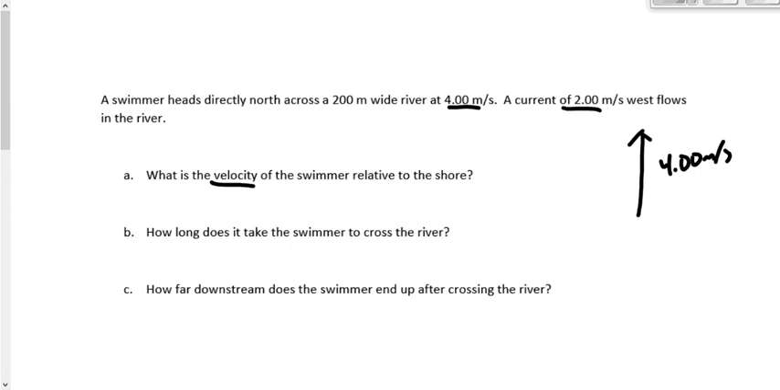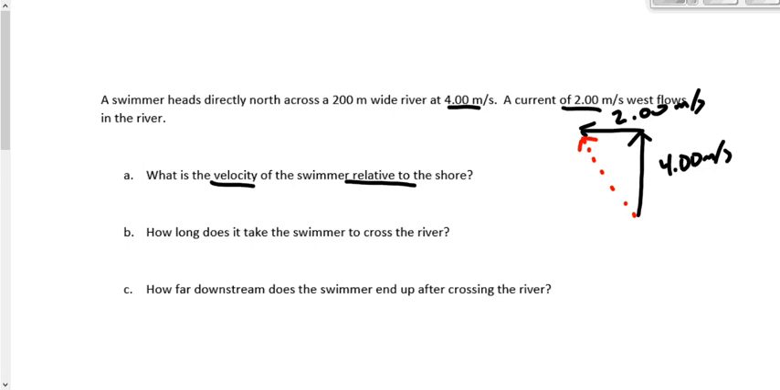Now, we also have a river current that's flowing to the west. That's also going to be a solid line vector, drawn about half the length of the 4 meters per second solid line vector. This river current also contributes to my actual motion. I'm not going 2 meters per second to the west, but that 2 meters per second to the west contributes to where I actually go, or to my actual motion. My actual motion is my motion relative to the shore, which is my dotted line vector right here.